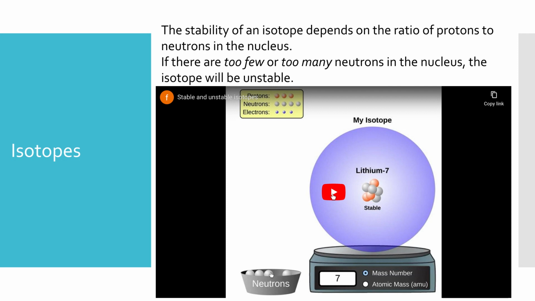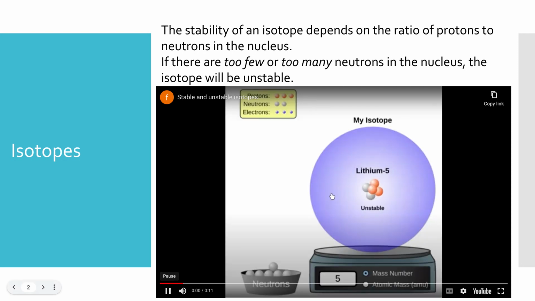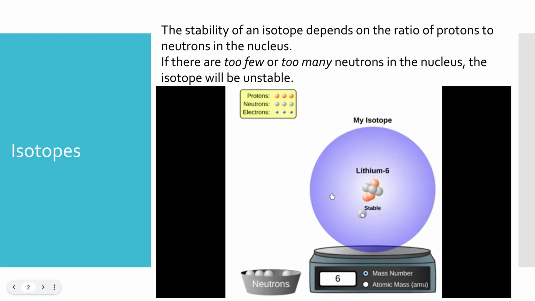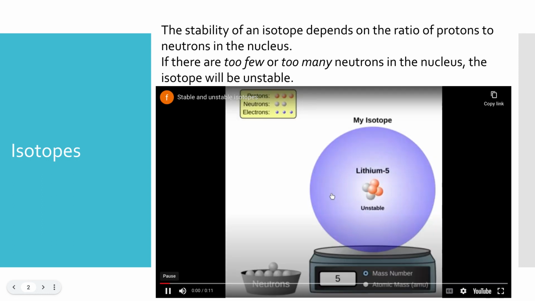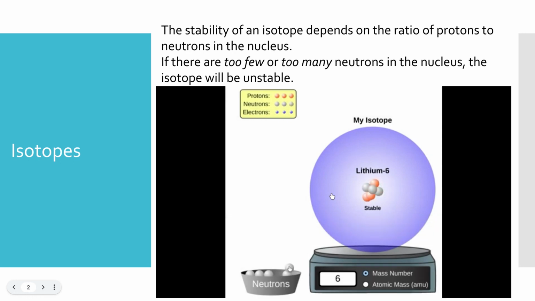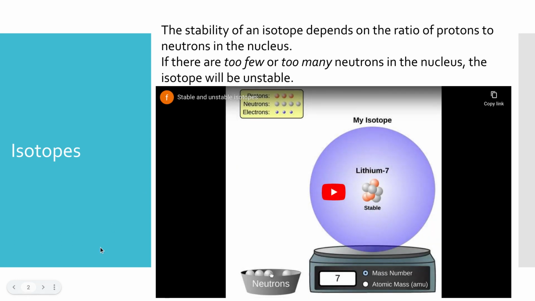So here's a recording I made of me using that simulation I did, adding neutrons to lithium-5, 6, then 7. And notice that when it was lithium-5 or lithium-8, it was unstable. It was only at lithium-6 and 7 when it was stable. So there's a kind of magic number for each element of protons to neutrons that will produce stability.